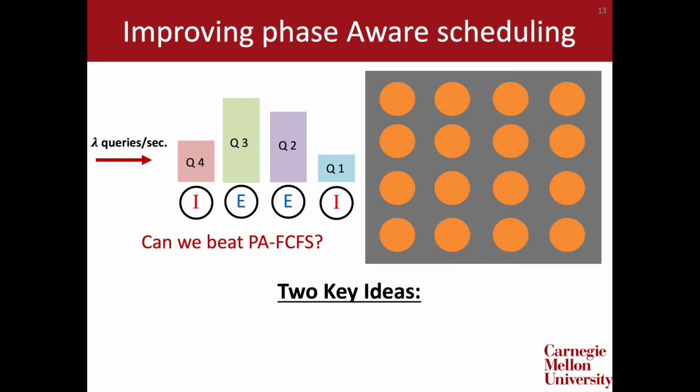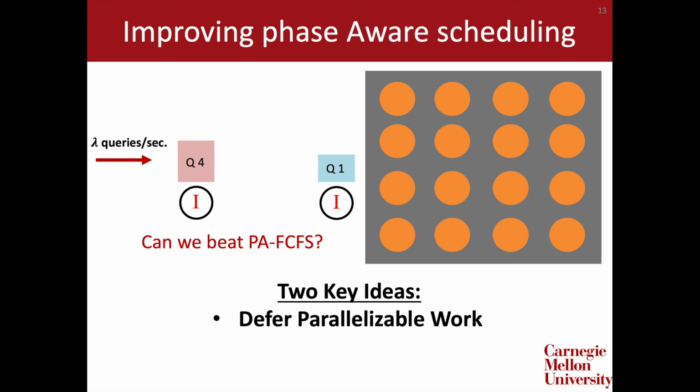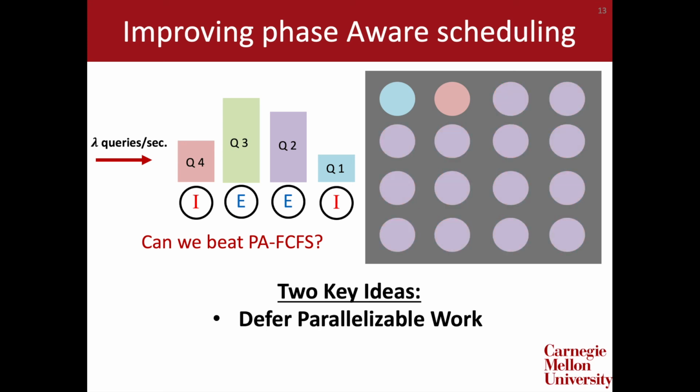We find that there are two key ideas in designing a good phase-aware scheduling policy. The first idea is that we should defer parallelizable work and give priority to queries which are in inelastic phases. The intuition here is that we want to avoid situations like this example, where we only have inelastic phases to work on, and therefore we aren't able to fully utilize the available cores. If we go back to our original example, the allocation I'm showing here is deferring parallelizable work by giving priority to queries 1 and 4 which are in inelastic phases. We can then take any leftover cores and allocate them to a query in an elastic phase.